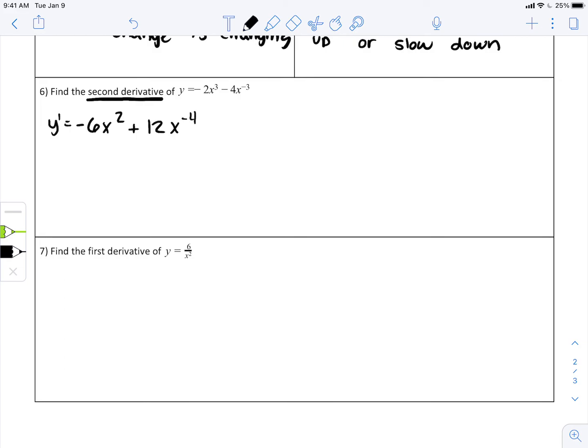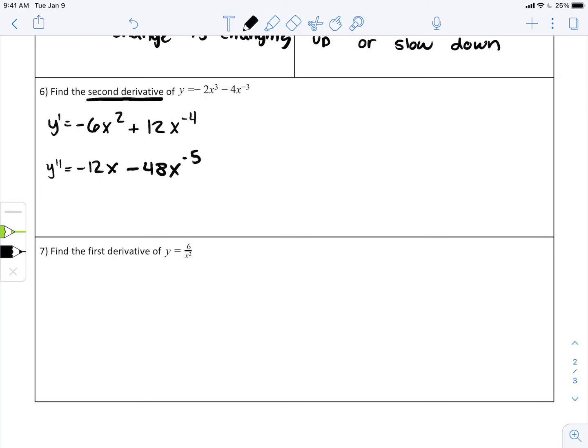Now for our second derivative, we want to know how quickly this is changing. So we would just take the derivative again. So negative 6 times 2 is negative 12x, and if I go down by 1, my power is going to be a 1. So I'm just going to leave it as 12x. If I do 12 times negative 4, that gives me minus 48 x to the, if I do negative 4 and I subtract 1, I get the negative 5th power.